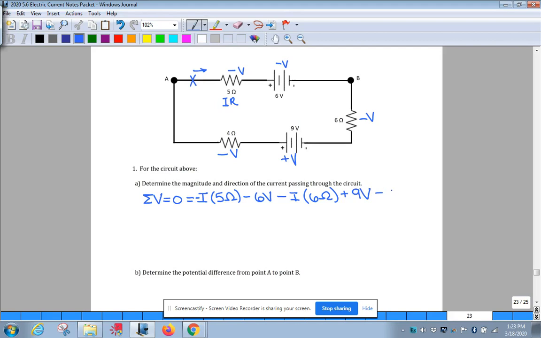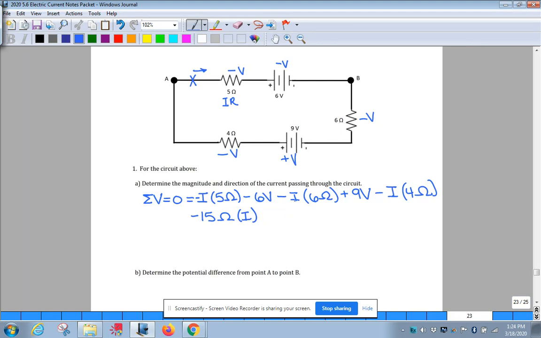And then finally minus I times 4 ohms. Okay, so you just treat I as your variable because it is. And we're just going to add all those up. So negative 5 plus negative 6 plus negative 4. So we're going to have negative, what was that again? 15. Negative 15 ohms times I. I'll just switch that around.